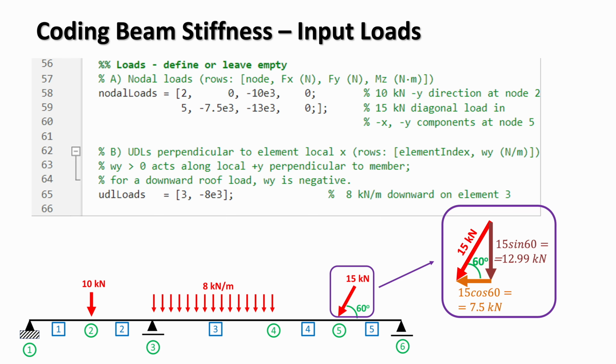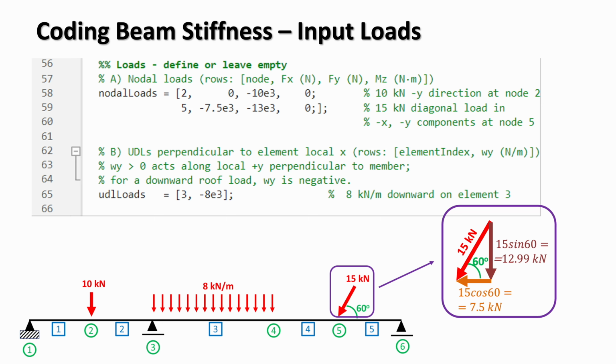We need to resolve this first before we can input it, and we resolve it into its components, so 15 times sine 60 in the vertical direction and 15 times cosine 60 in the horizontal direction. Both act in the negative directions, so they appear as negative values in the input. The format used here is node, horizontal force, vertical force, and moment, so additional forces or moments could be included if needed.